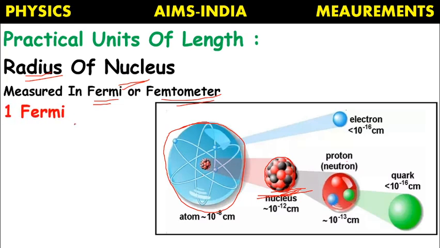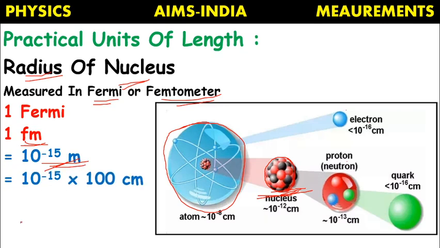So one Fermi equal to 10 power minus 15 meter. The symbol for Fermi is fm, femtometer, 10 power minus 15 meter, or if it is converted into centimeter, 10 power minus 13 centimeter. So that is third practical unit, Fermi or femtometer.